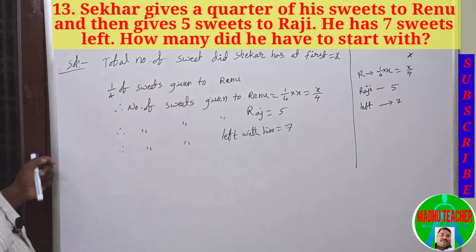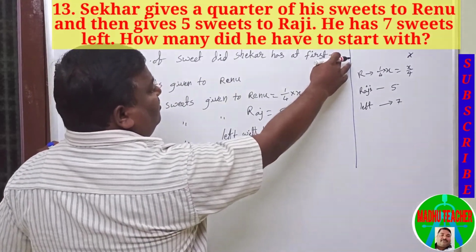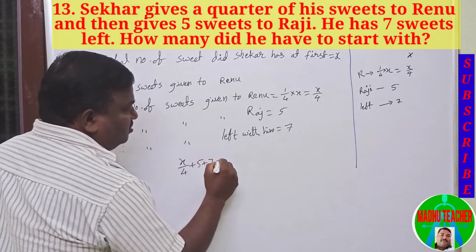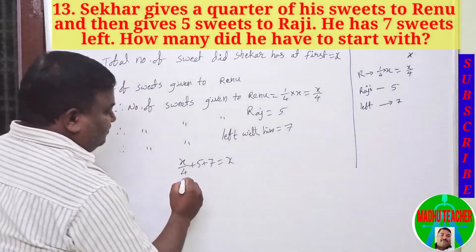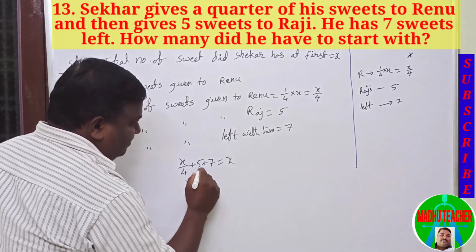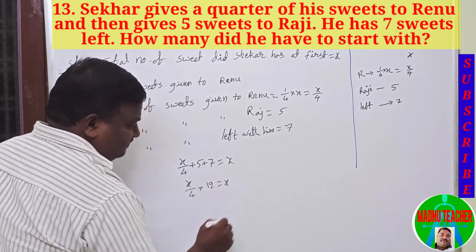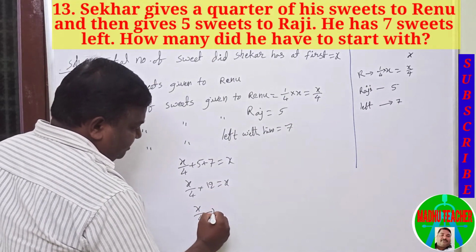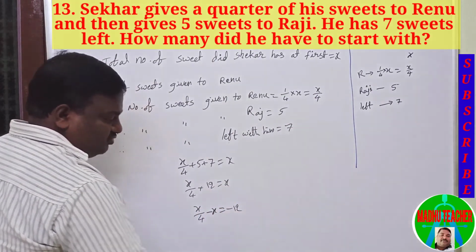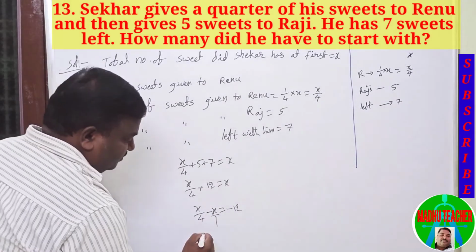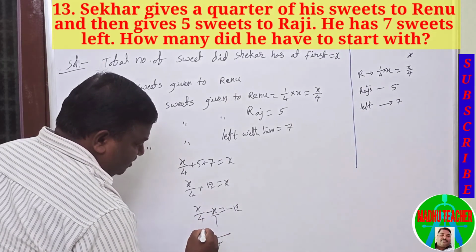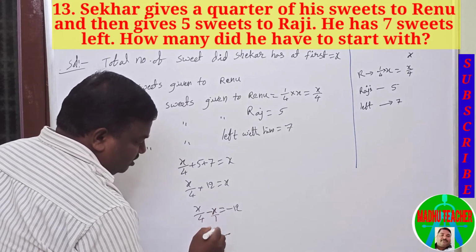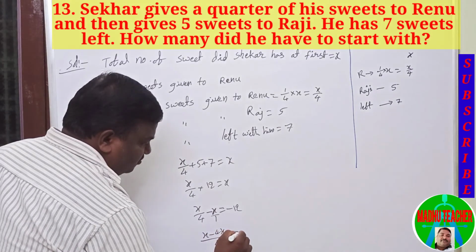Okay. So the sum of these 3 is equal to total number of sweets, that is x by 4 plus 5 plus 7 equal to x. x by 4 plus 5 plus 7, 12, equal to x. Here x by 4 minus x equal to minus 12 by 1. 4 and 1, LCM is 4. 4 1s are 4, x 1s are x. So 1 into 4 is LCM. So x into 4 is 4x, equal to minus 12.